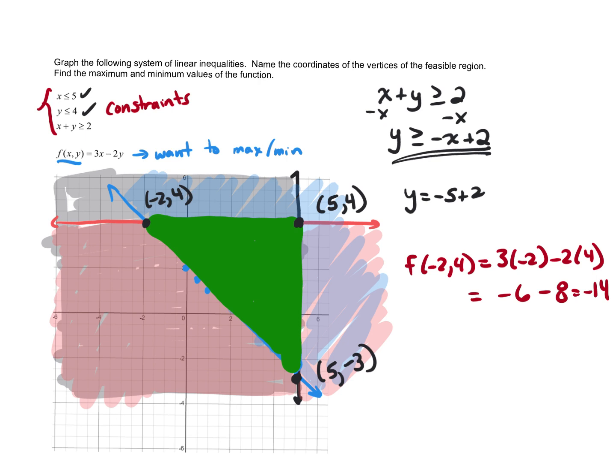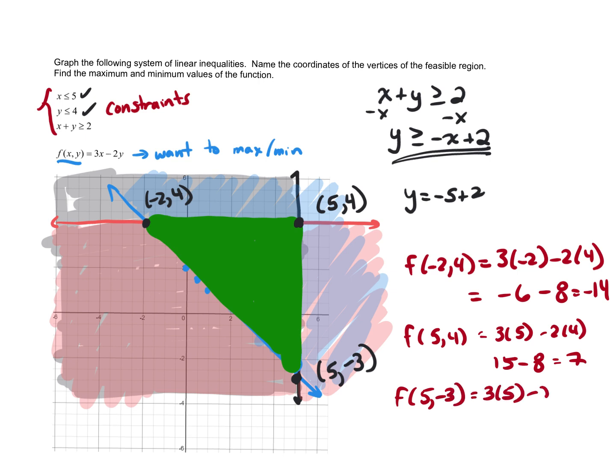I'll do the same thing for the next point. So let's say I do 5, 4. So 3 times 5 minus 2 times 4 is 15 minus 8, which is 7. And then finally, f of 5, -3 is going to be 3 times 5 minus 2 times -3, which is 15 plus 6, which is 21. So if you look at these values, I have -14, 7, and 21.